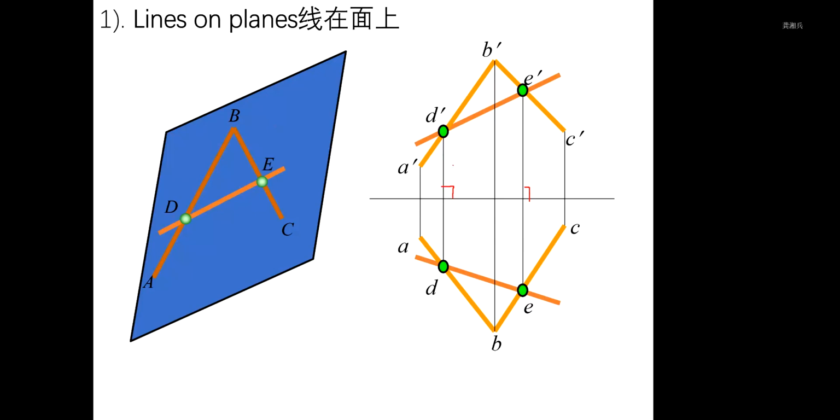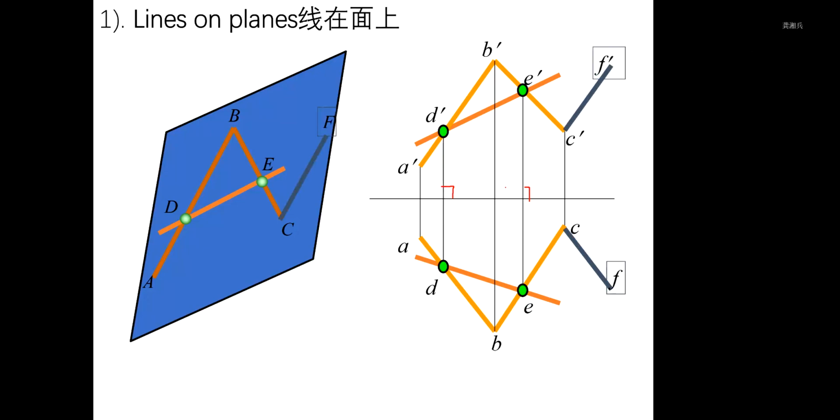We have mentioned that if I have two lines that are intersecting, the intersecting point of the lines should obey the projection of the point and line. That means the projection of the intersecting point, the line together, should be perpendicular to the folding line. So these are the rules, and this one is the intersecting point.